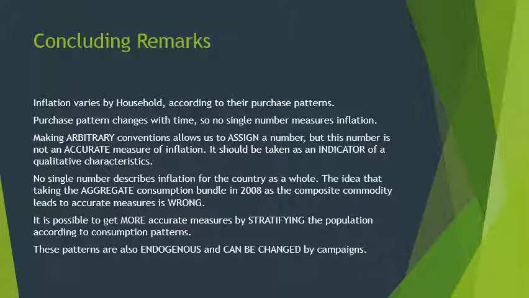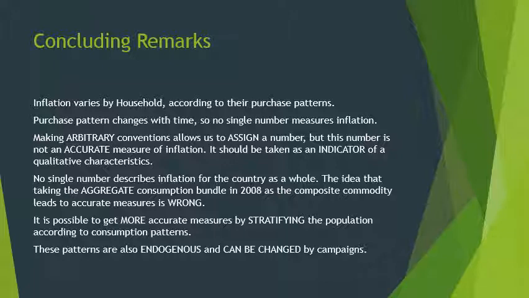We can make arbitrary conventions. We can say, okay, fix the purchase pattern at last year. That gives us the Laspeyres index. Or we can say fix the purchase pattern at current year. This gives us the Paasche index. But these are all conventions. These are artificial. There is no natural way of creating a consumption bundle. So these numbers, the Paasche, the Laspeyres, they should be taken as indicators of inflation and not as an accurate measure. No single number can describe inflation for even one household, let alone the country as a whole.